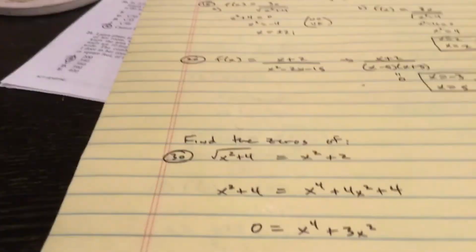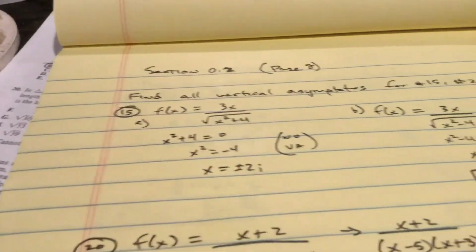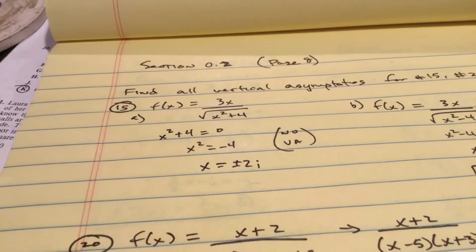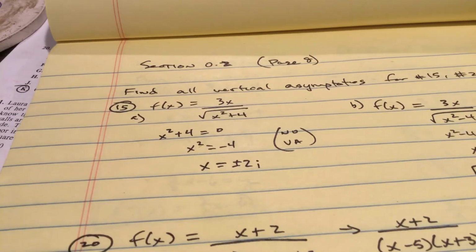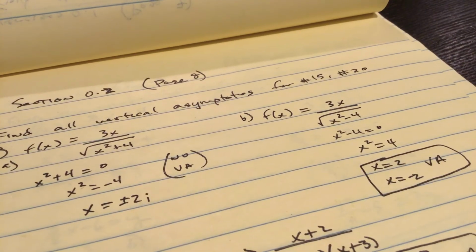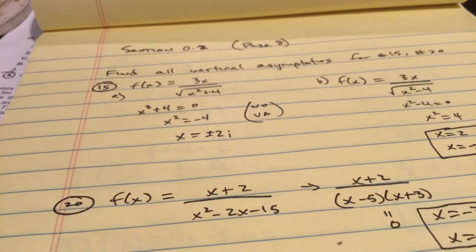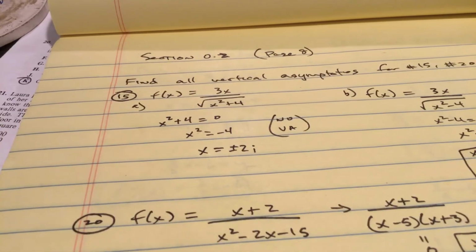Now, holy cow, we're moving on to, it says section 0.2, but I think it's exercises 0.2. It's page 8 in that lovely review unit packet. Find all vertical asymptotes for number 15, number 20. It could ask in different directions. It could be like find all discontinuous points. Same thing here, because you won't have a removable discontinuity. We'll talk about that in class.